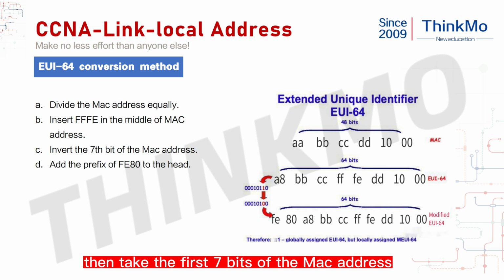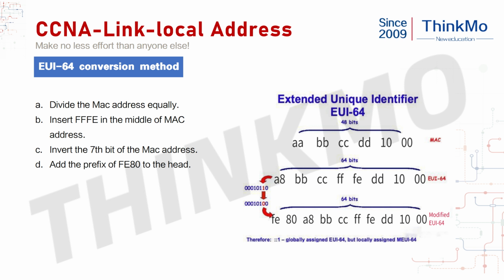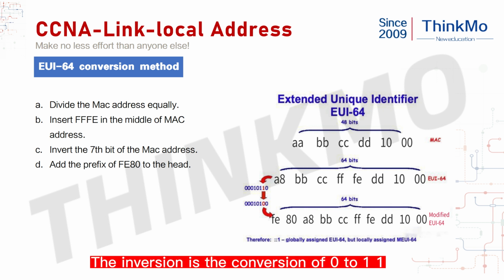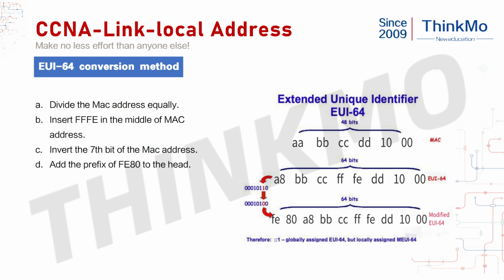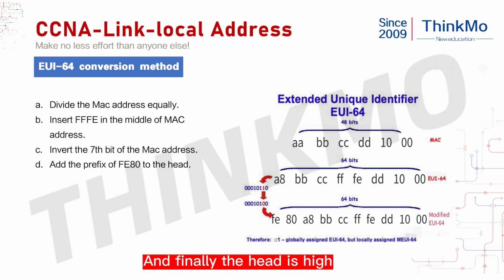Then take the 7th bit of the MAC address, to be exact, and make a reversal. The inversion is the conversion of 0 to 1, and 1 to 0. And finally add the prefix FE80 at the head. Link local address starts with the prefix FE80, the first 10 bits. For example.